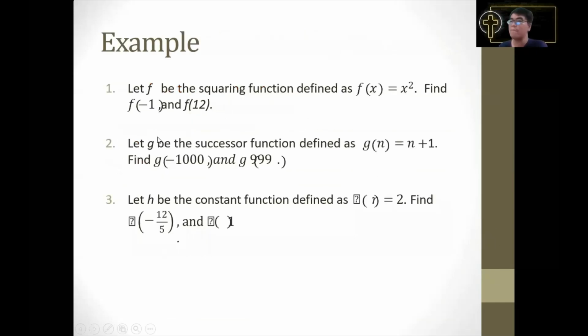So these are actually examples of the functions that we have seen earlier. For example, number 1, find the f of negative 1. So I input negative 1 here in this function. It gives me negative 1 squared. In the same manner, I input 999 in this n here. I replace it with 999. It gives me 1,000, 999 plus 1.